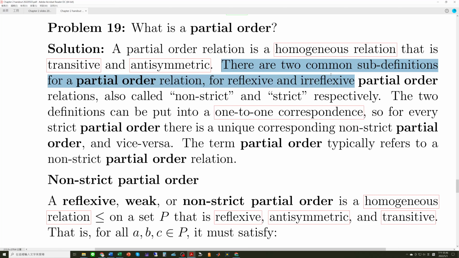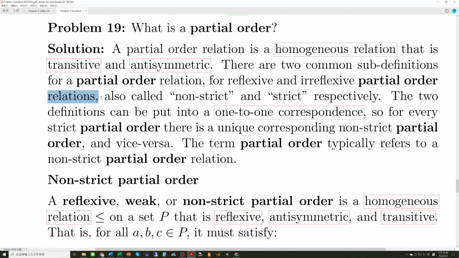There are two common subdefinitions for a partial order relation, for reflexive and irreflexive partial order relations, also called non-strict and strict respectively. The two definitions can be put into a one-to-one correspondence. I will explain what a one-to-one correspondence is later. So for every strict partial order, there is a unique corresponding non-strict partial order and vice versa.